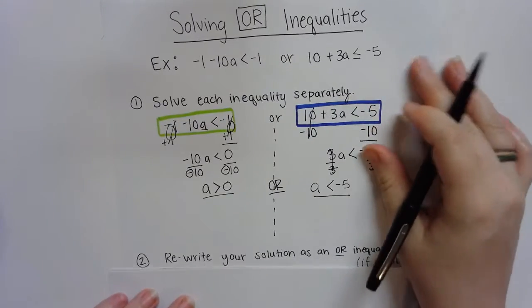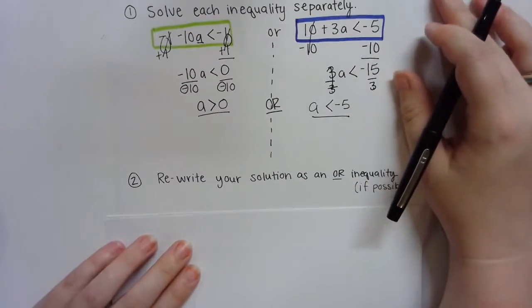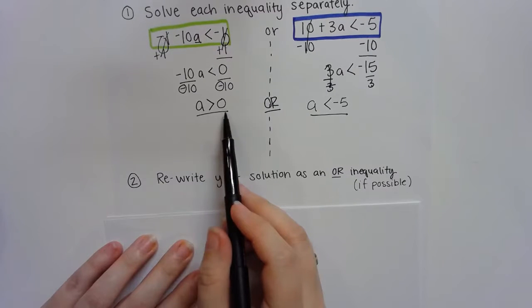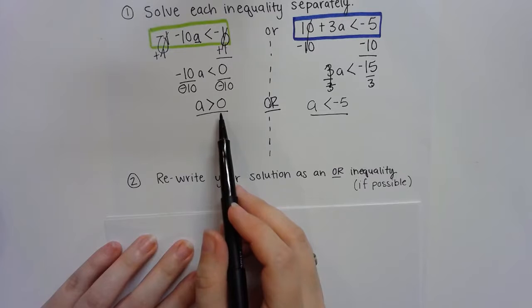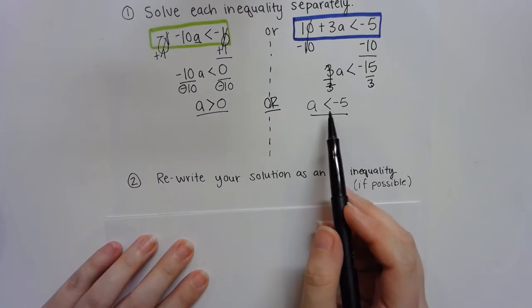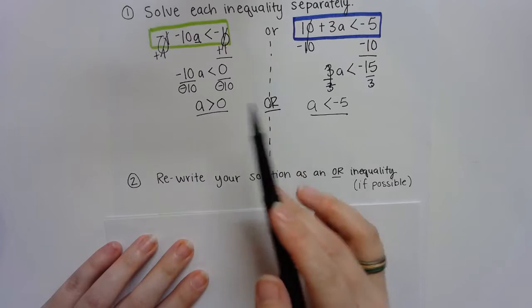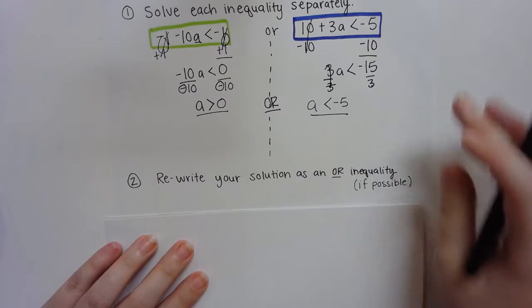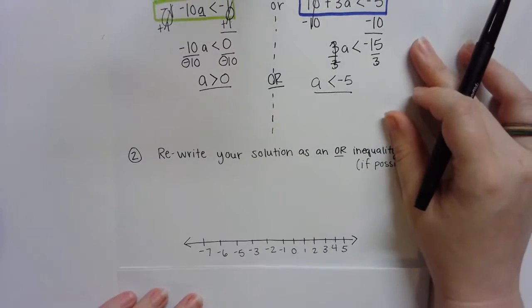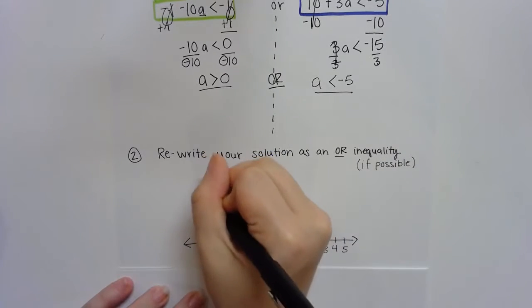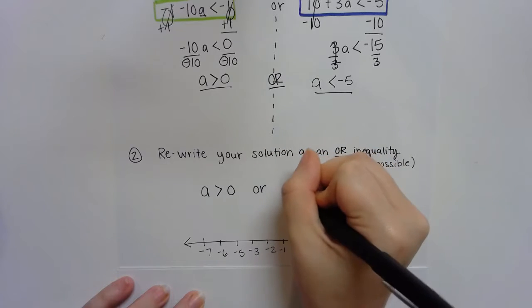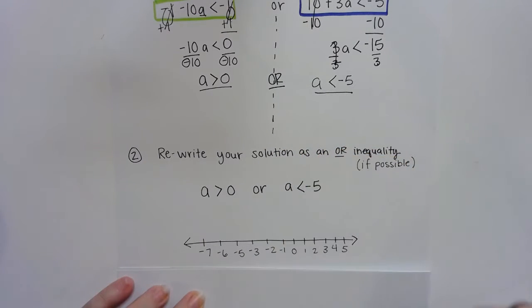So if I come down here, I would rewrite my solution back as an "or" inequality if possible. So a is greater than 0. Okay, think about what numbers that would be. Or a is less than negative 5. Is there any number that can be greater than 0 and less than negative 5? That's not possible. So if that's not possible, then this would be my solution just like it is. So I would write as my answer, a is greater than 0, then I would type or a is less than negative 5.